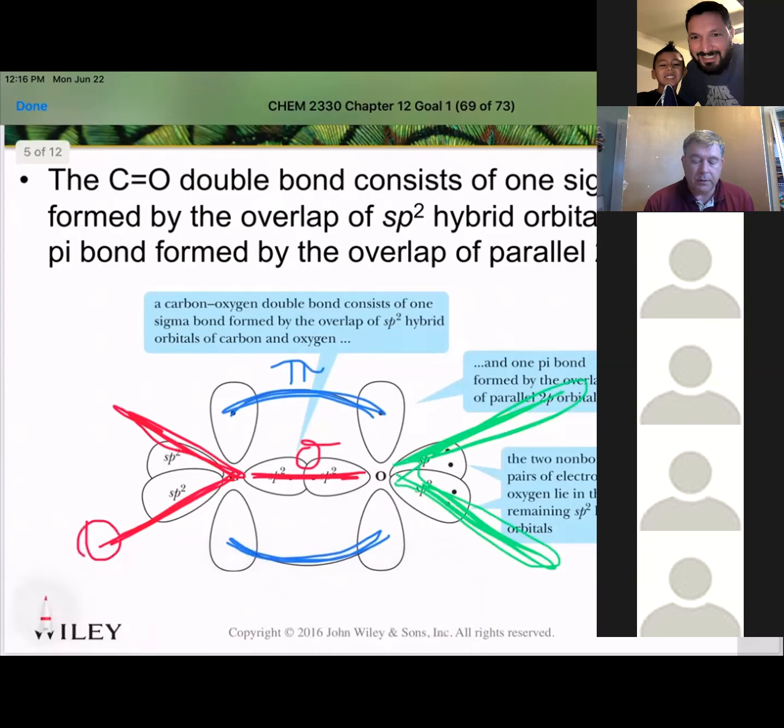So that tells us some things about how things are gonna react. First of all, if something's gonna come and add across the double bond, it's gonna come in from the top or the bottom and add across those p orbitals. When we look at the electronic structure, we see that this oxygen is actually the partially negative side, because look at all those electrons, all those lone pairs. And this carbon side is going to be partially positive, okay? Which means anytime we have a nucleophile come in and attack it, it's going to attack the carbon side. Anytime we have an electrophile come in and attack it, it's going to attack the oxygen side.